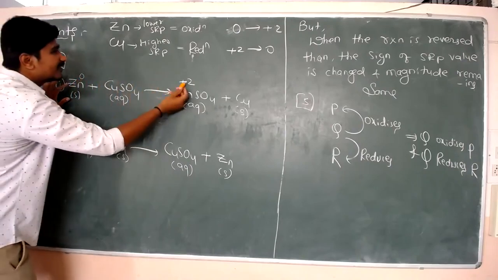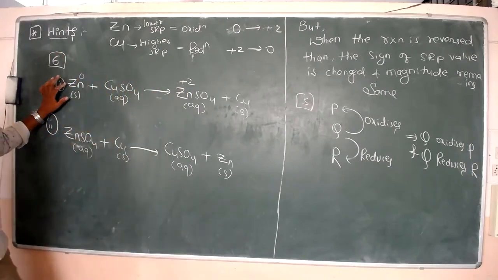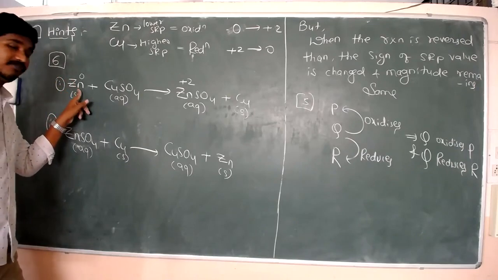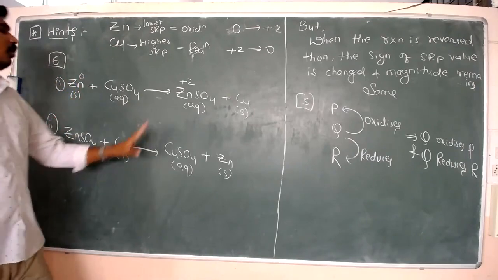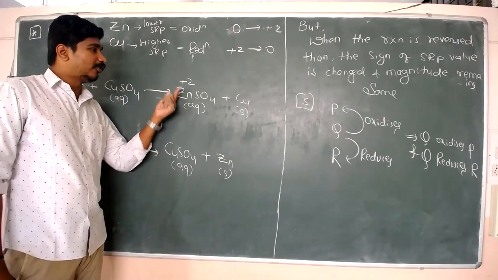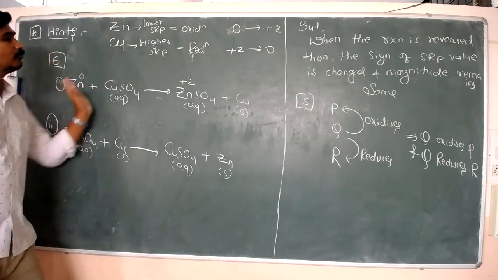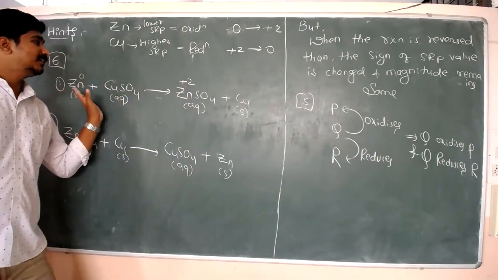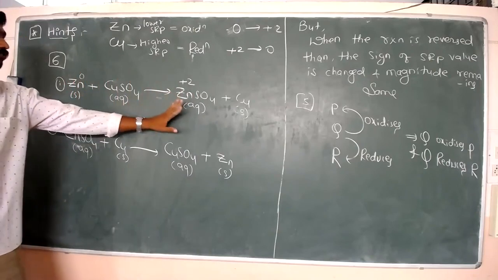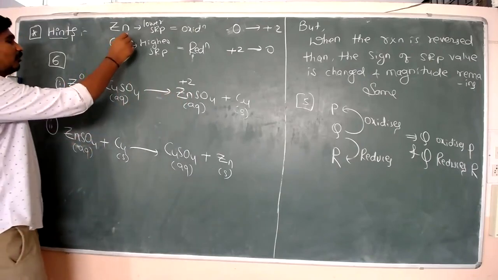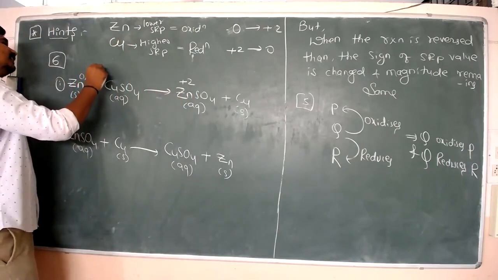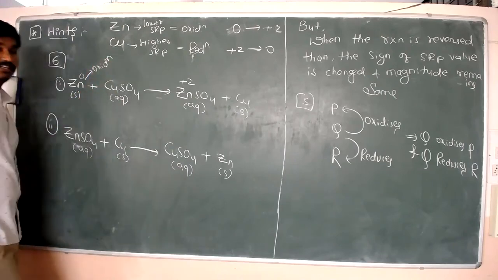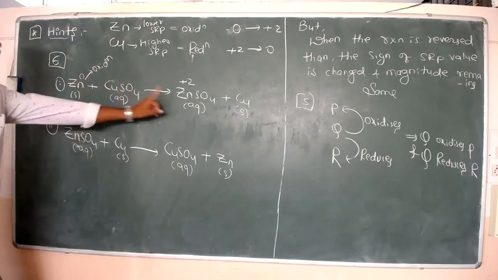Means oxidation number of this zinc is increased or decreased? Just observe. Oxidation number of the zinc in the reactant is 0. Oxidation number of element zinc in the product is +2. That means 0 to +2. Means oxidation number is increasing from 0 to +2. Therefore, zinc here is undergoing oxidation, because here oxidation number is increasing.